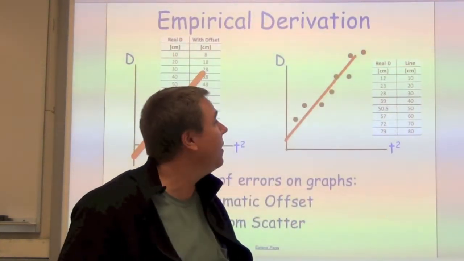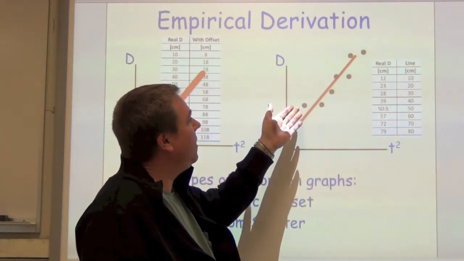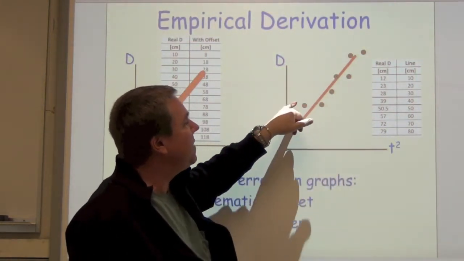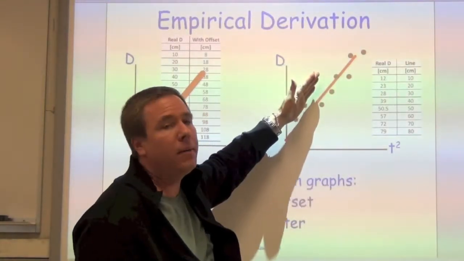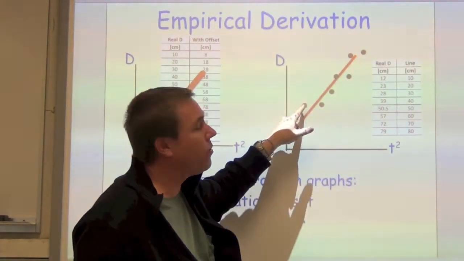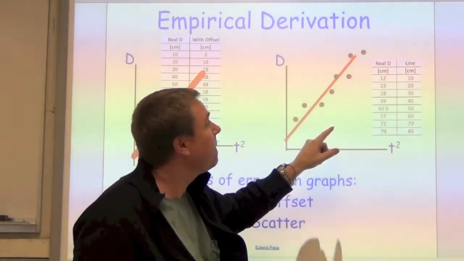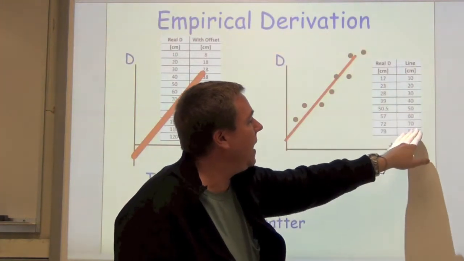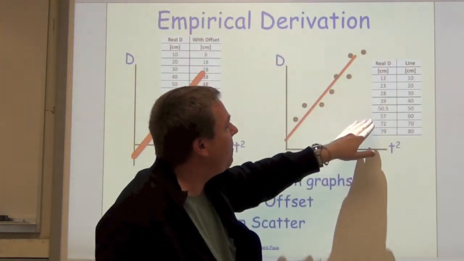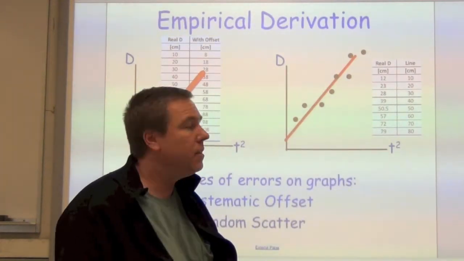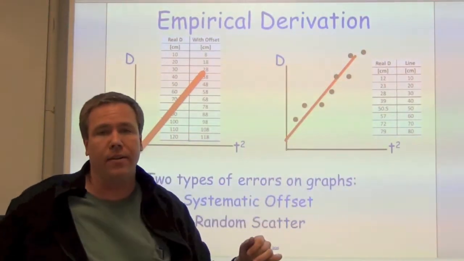Okay, the scatter is represented in real data very clearly when you draw a best fit line, because the scatter shows the data sometimes above, sometimes below, sometimes very close, sometimes further away from the line. And you can see from my real data versus the line that my data points are sometimes above and below by different varying amounts. That's random scatter.